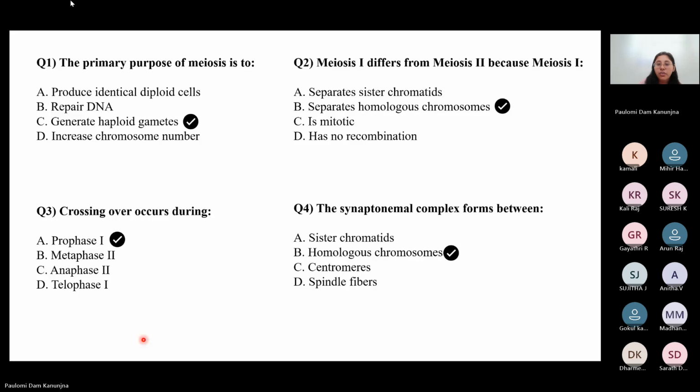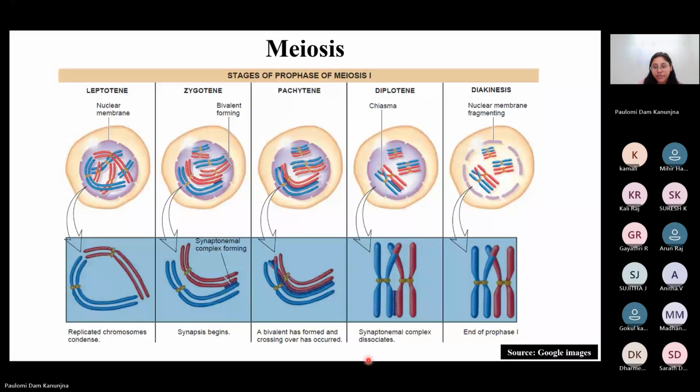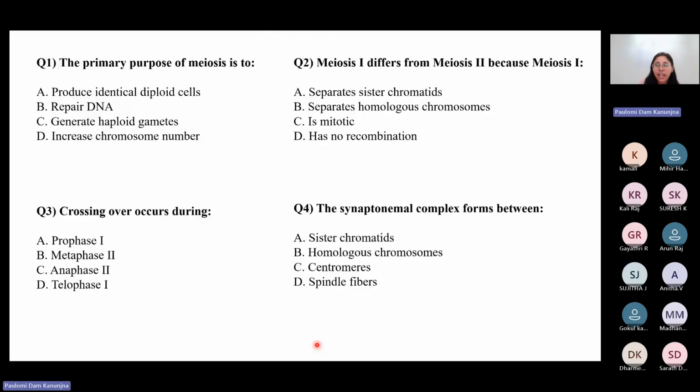Okay, right. Crossing over takes place in prophase 1. Which step of prophase 1? Okay, in pachytene. And the synaptonemal complex forms between homologous chromosomes, which we have already established.